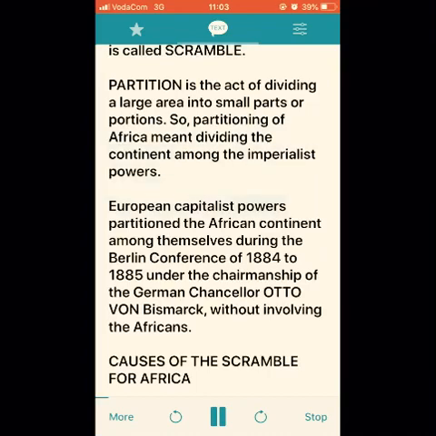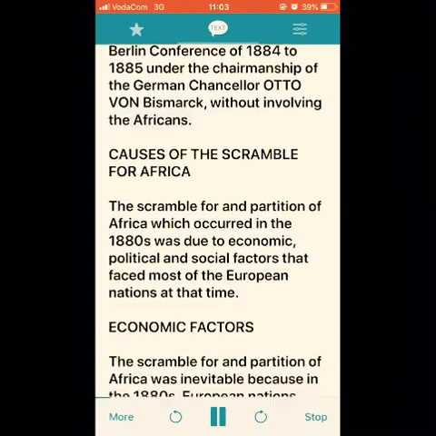European capitalist powers partitioned the African continent among themselves during the Berlin Conference of 1884 to 1885 under the chairmanship of the German Chancellor Otto von Bismarck, without involving the Africans. Causes of the scramble for Africa. The scramble for and partition of Africa which occurred in the 1880s was due to economic, political and social factors that faced most of the European nations at that time.